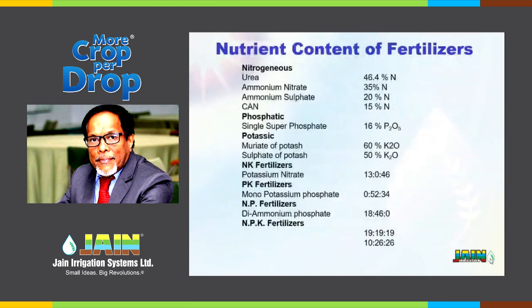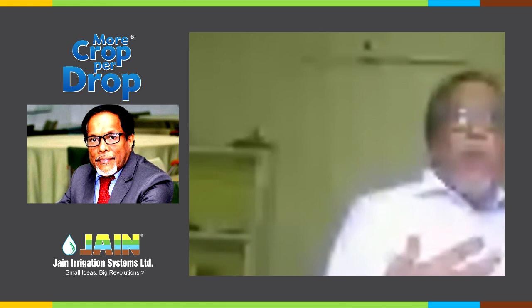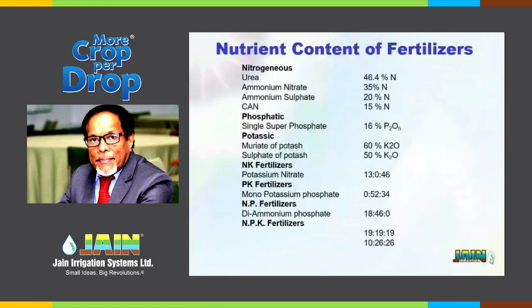Now, the important thing is that all the fertilizer we apply in large quantities into the field does not have only the mineral used by the crop. So fertilizers have something called carriers. For example, urea has only 46.4% nitrogen. Ammonium sulfate, 20% nitrogen. Calcium ammonium nitrate, 15% nitrogen. Then you have phosphatic, superphosphate, 16%, muriate of potash, 60%, like that. You take potassium nitrate, 46 units of nitrogen, 46 units of potash, yes.